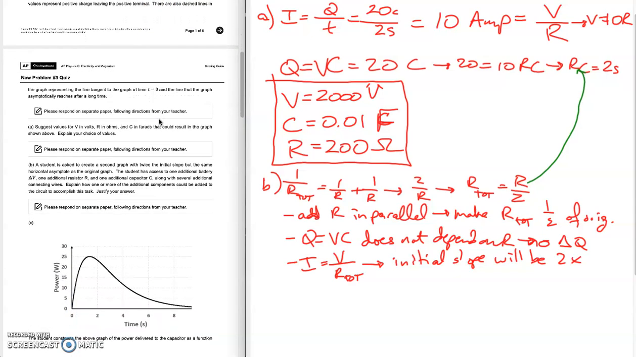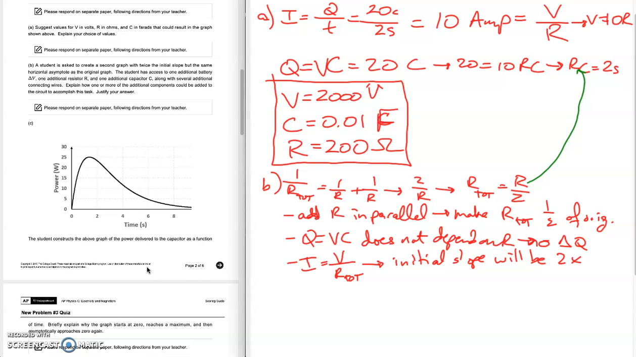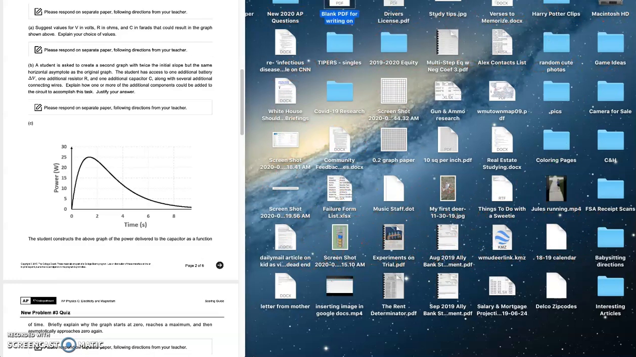All right, part C. We take a look at this power function. We started at 0, power being delivered increases to a maximum, and then decreases asymptotically back towards 0. So explain why the graph starts at 0, goes to a maximum, and then reaches 0 again. So we've got 3 things to account for. And I'm going to need to clear out this guy and reopen it.